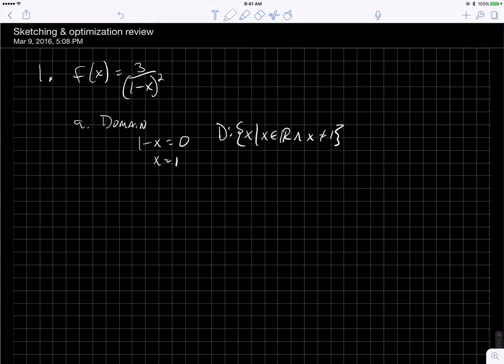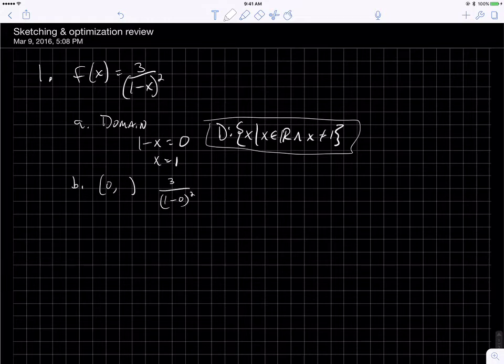That was if I plug in 1 for x, that would make it 3 over 0, which is undefined, so therefore that is not in the domain. B is to find the intercepts. So to find the y-intercept, I plug in 0 for x. And I get 3 over 1. So there's my y-intercept. My x-intercepts, I plug in 0 for y.